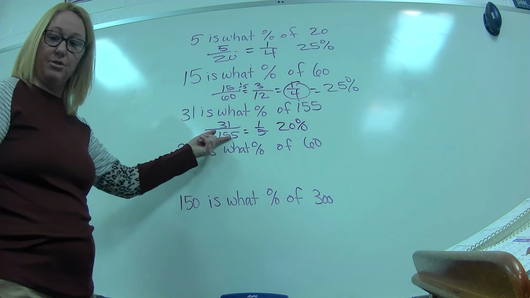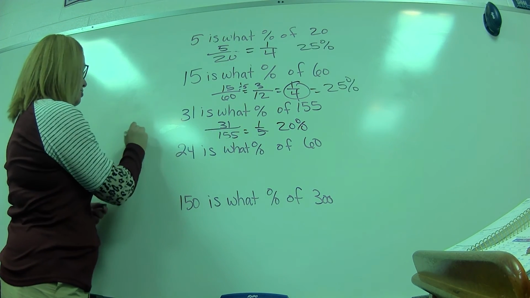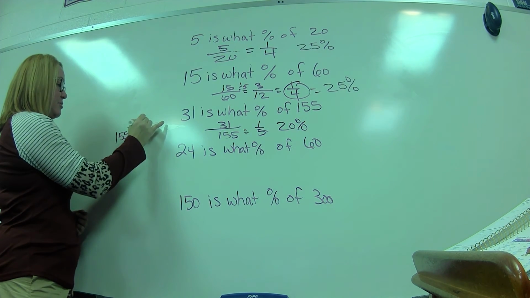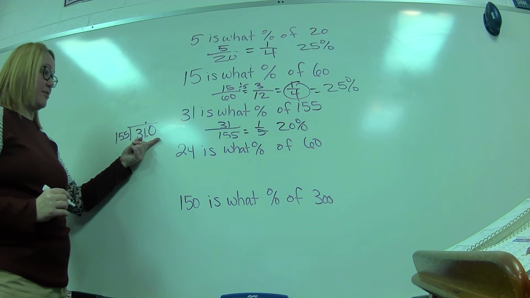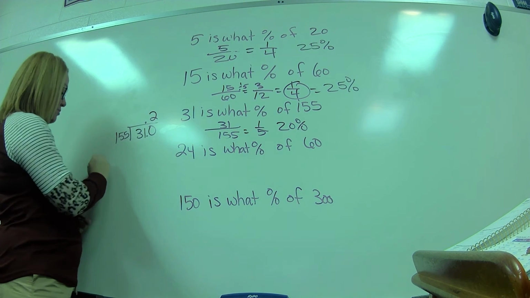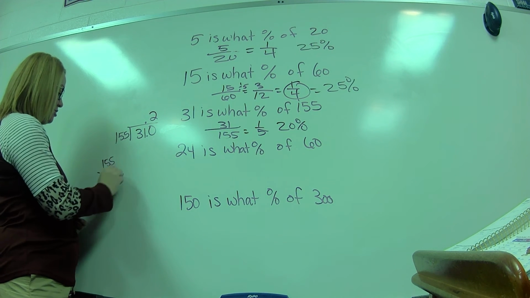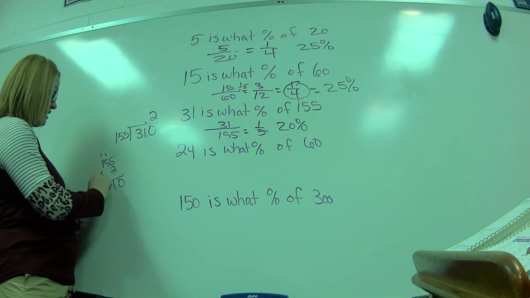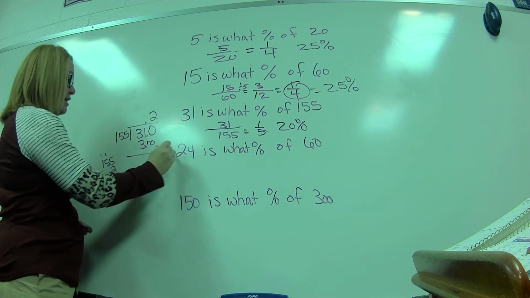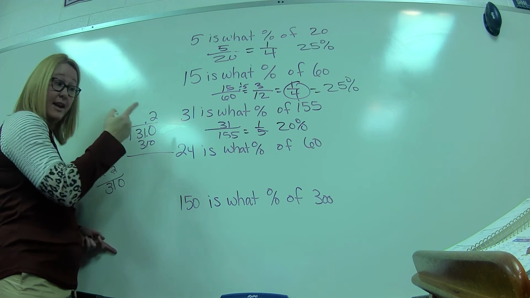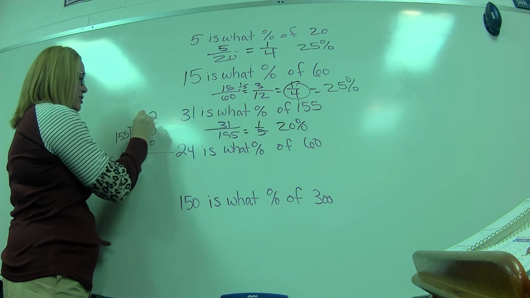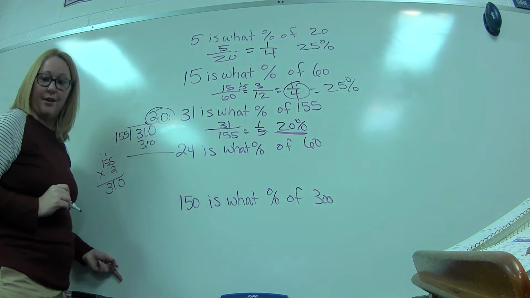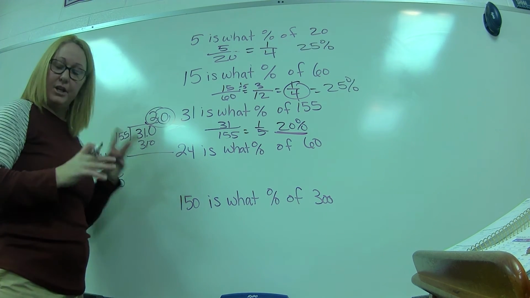If I didn't know how to reduce this to 1/5, I could do 31 divided by 155. I'd have to put a decimal there, and put a 0 there. I'd go 2 times. 155 times 2 is going to give me 310. So I have 0.2. And then from a decimal to percent, we move the decimal 2 places. So I get 20%. All right, so there's always a way to find it, just whatever little niche works for you.